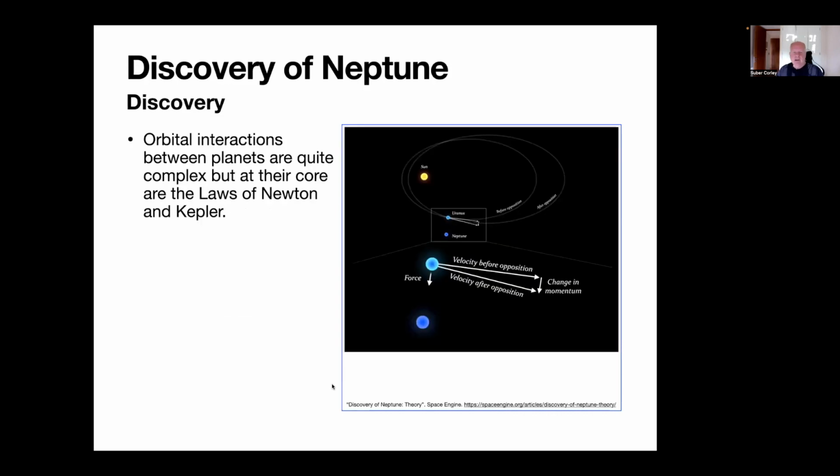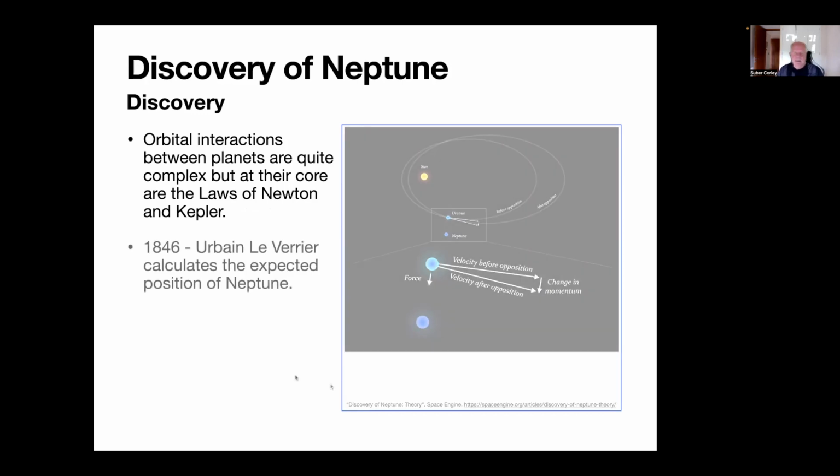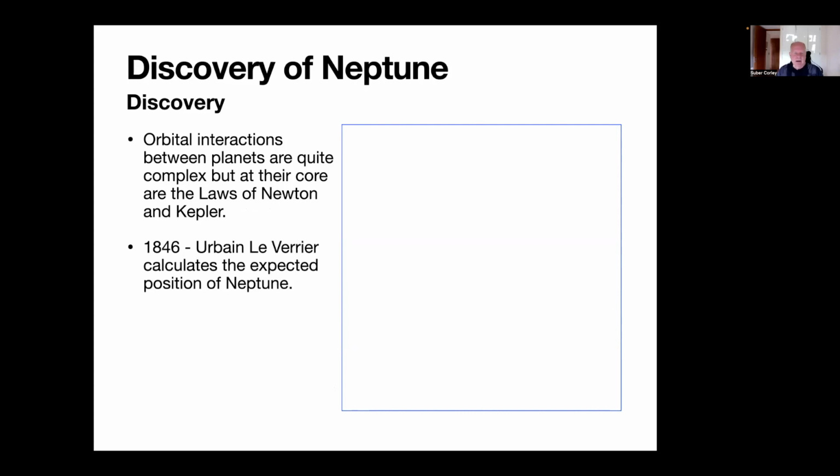The orbital interactions between planets are very complex, but at their core are the laws of Newton and the laws of Kepler. And in this image here, I'm illustrating how that comes into play with the force that is on one planet by the other, affecting the velocity and the change in momentum. In 1846, Urbain Le Verrier used those laws to calculate the expected position of Neptune, approximately.